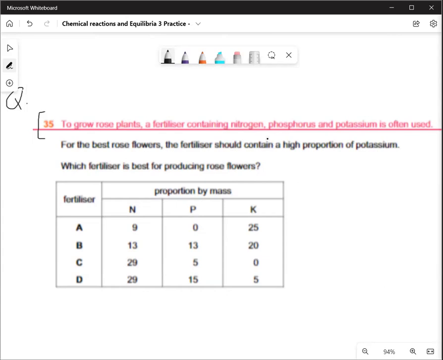First thing, we underline what are the important things in the question. Don't forget, underline everything in the exam. High proportion of potassium, that's needed. And what should the fertilizer contain? Nitrogen, phosphorus, and potassium. Now you tell me which of these has a high proportion of potassium.